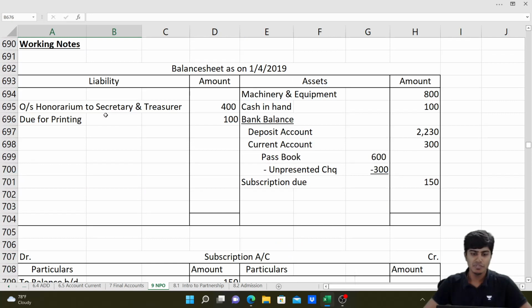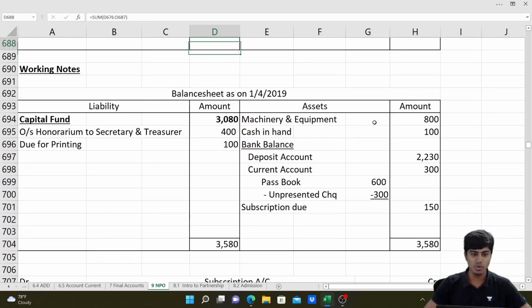Come down here. We have your balance sheet as on 1st of April 2019. So what is the total? 800 plus 100, 900, plus 2230, plus 300, plus 150. This will give us 3580. I'll write 3580 here and then deduct 500 from the same. That will be our capital fund, 3080.